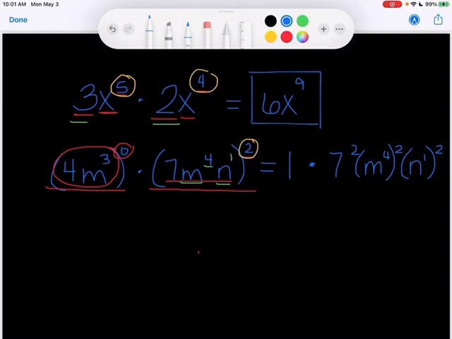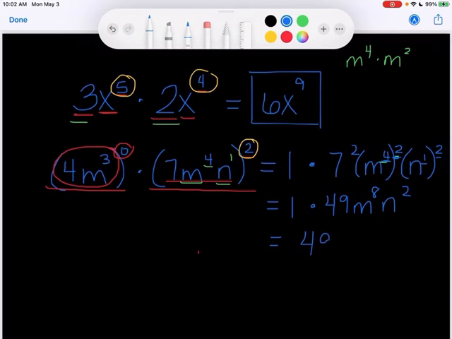Now, this right here, when you have a power to a power, this is different than m to the 4th times m squared. Okay, if you notice here, both the square and the 4 have its own base of m. But here it's m to the 4th, all of that is squared. In that case, you multiply these exponents. So I've got the 1 here times 7 squared. I'm going to go ahead and change to 49. M to the 4th squared, I need to multiply the 4 and the 2 to get m to the 8th. And then same thing here, 1 times 2 is 2, so I get n squared. And then 1 times 49 m to the 8th n squared is just 49 m to the 8th n squared.